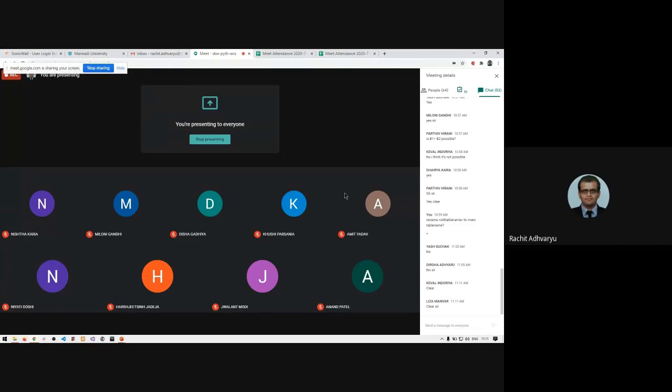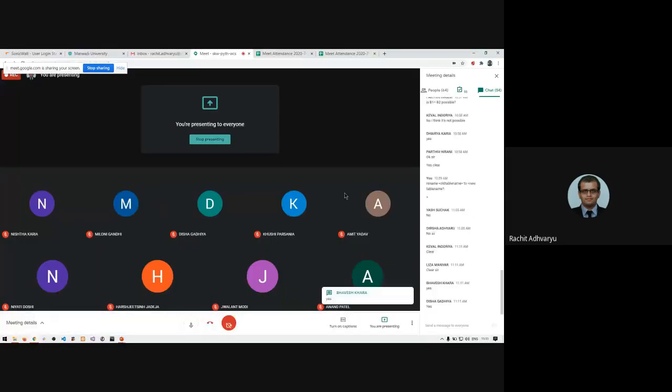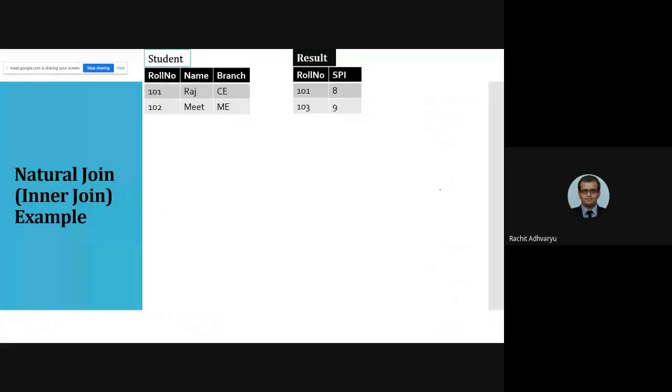Right? So let's see a simple example. Consider these two tables. Do we have a common column for joining purpose? Yes or no? Yes, we do have the common column, right? The common column is roll number. So yes, joining is possible. So now how does joining work? Let's see that. In join, the first step is you perform the Cartesian product.